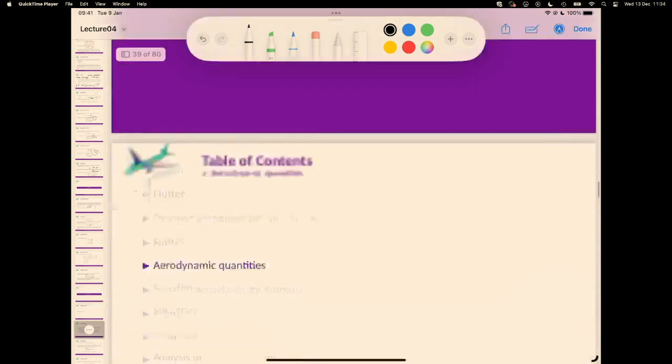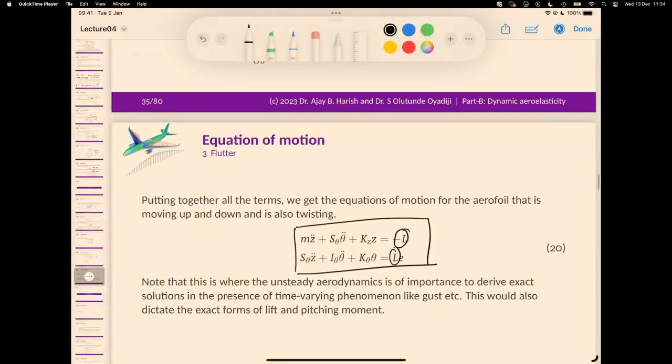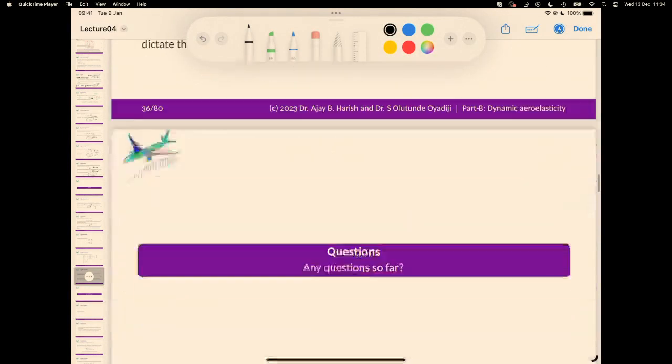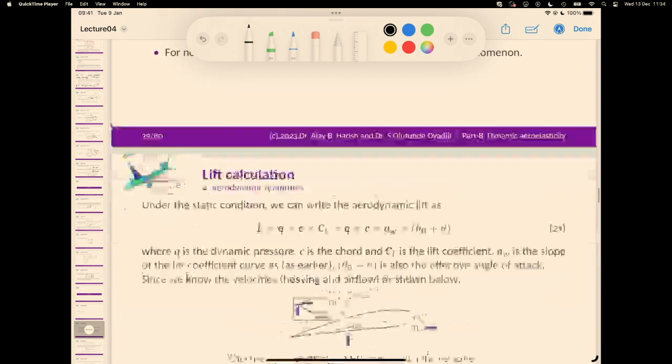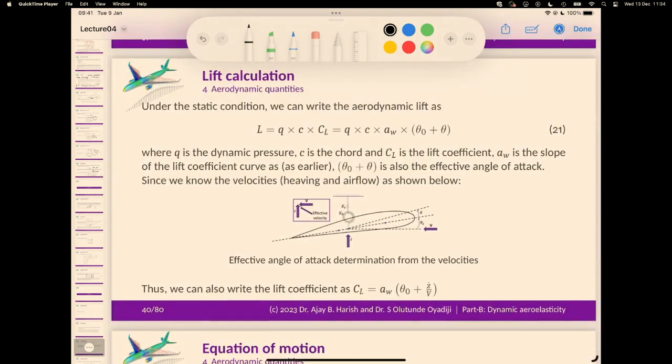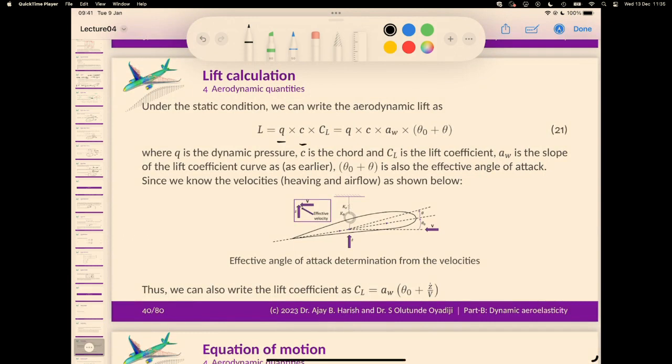The last thing that we want to calculate is the lift. We have not defined what this lift would be, and this is where unsteady aerodynamics comes into the picture. For example, when you have something like a gust, you want to go back into your aerodynamics course by Mustafa and see how he derived the lift equations. We'll look at a very simplistic scenario where we are not thinking of a gust, we are assuming there's some lift coming in, but not necessarily unsteady aerodynamics, because that makes our life more complicated. So we'll write our usual lift as dynamic pressure times chord length times coefficient of lift, and this is nothing but our slope of the lift curve, and this is our effective angle of attack.